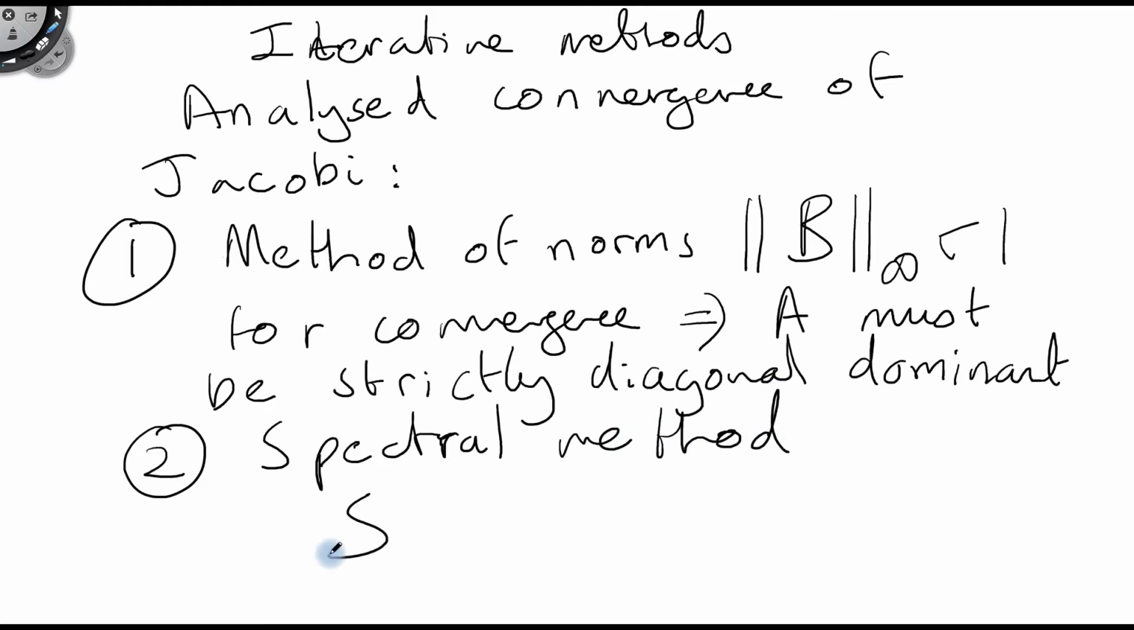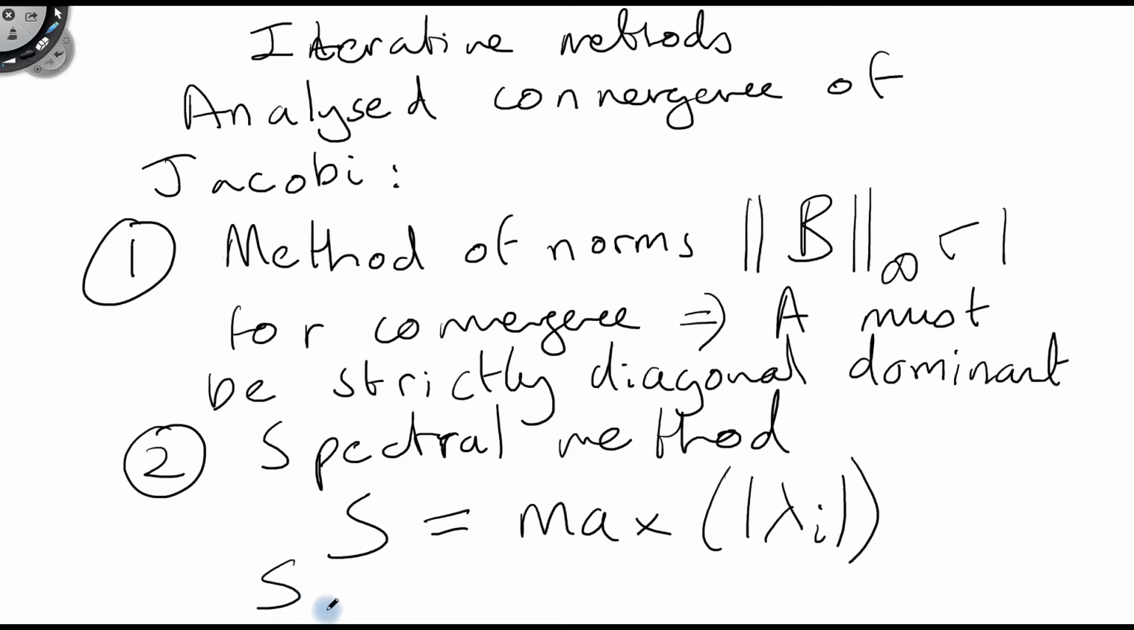where this thing called the spectral radius, S, is the maximum of the absolute values of the eigenvalues. And you need to have S less than 1 for convergence. This material has been going for a good number of years now in the maths department. We just looked at part 1, but given that there are cases not covered by the method of norms, I thought it important to include the spectral method as well. It's quite easy to compute and very useful practically. So those were the methods of convergence.